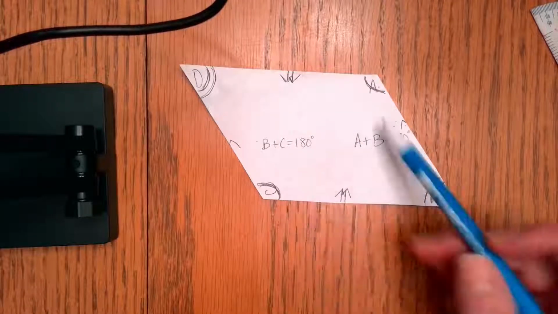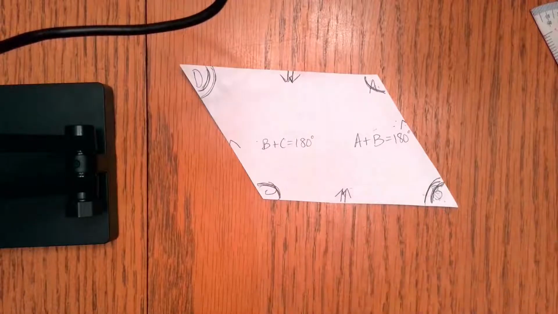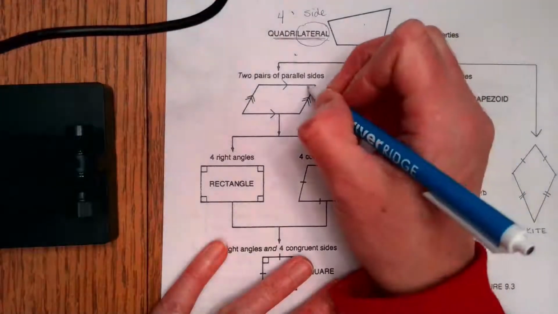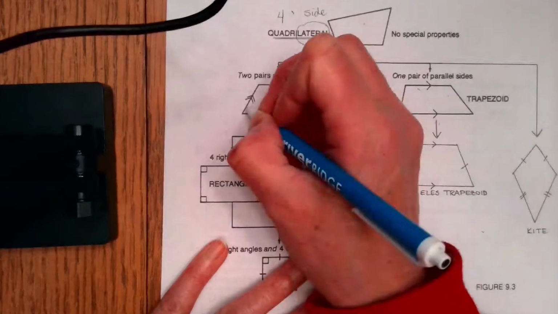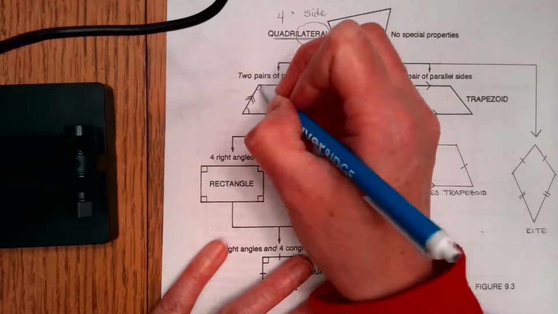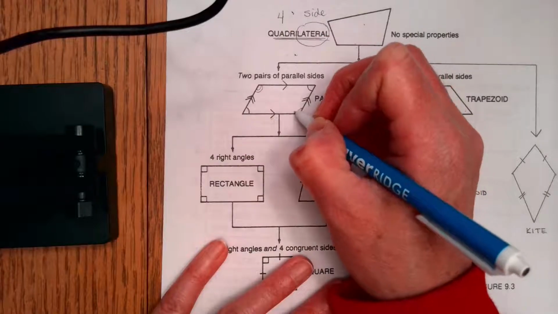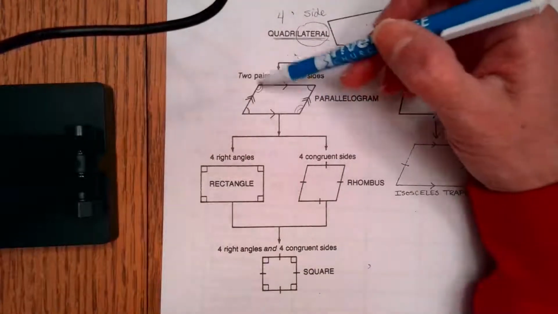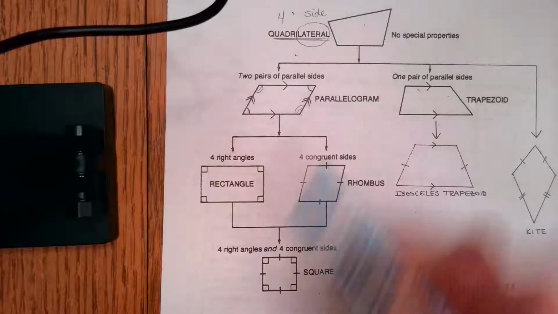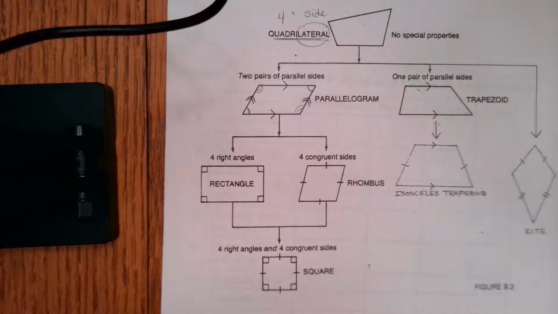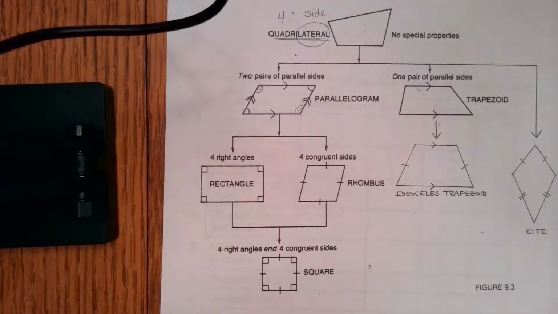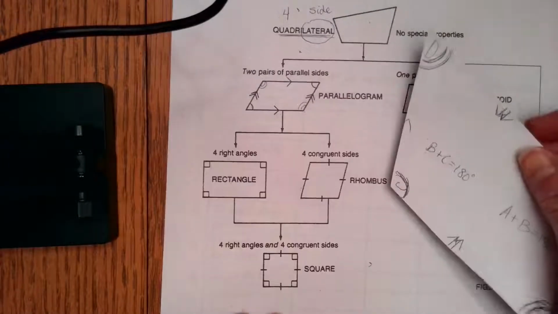So what I've figured out here is that within my parallelogram, and I'm going to go back to that flow chart again, this angle is equal to this angle, and this angle is equal to this angle. So the opposite angles are going to be equal to each other within my parallelogram.